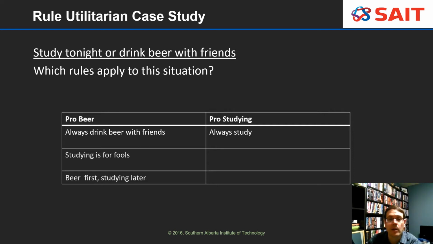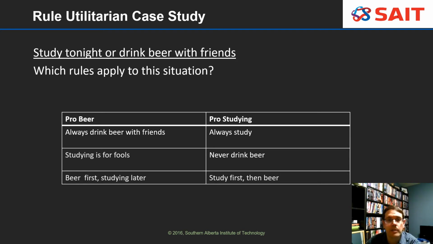On the other hand, there are also rules which are pro-studying. One possibility would be to always study, no matter what. Another rule would be never drink beer, no matter what. A third possible rule would be to study first, then have beer.